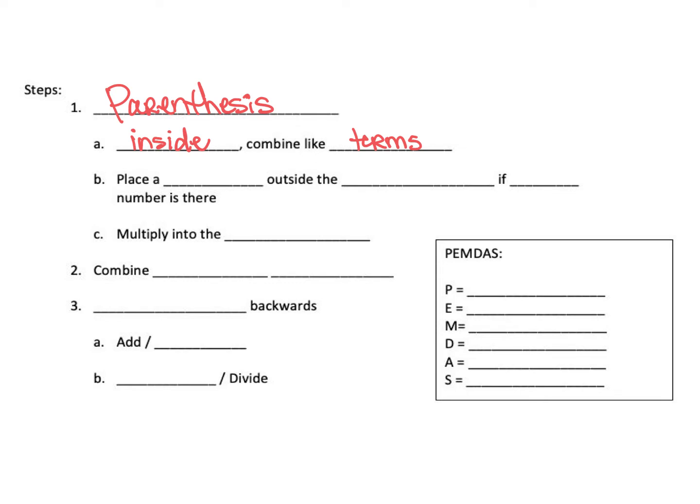Now, since we've looked at the parentheses, seeing if we can combine terms or not, we're going to look at outside the parentheses. If there's nothing there, we're going to place a 1 outside the parentheses if no number is there. And if there is a number, we're going to take that number and multiply it into the parentheses. We're going to do the distributive property.